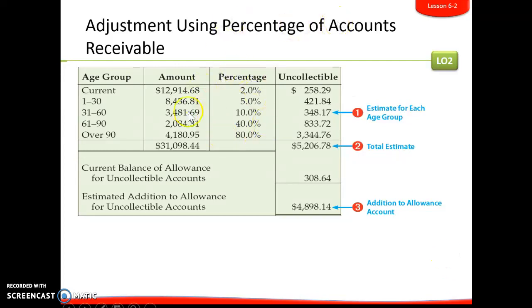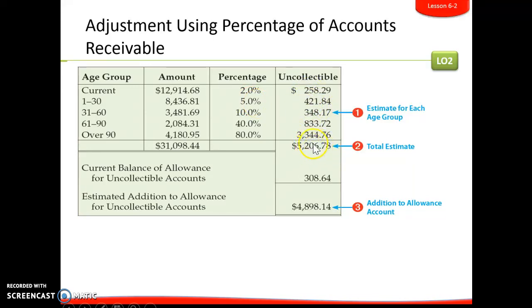So here they're showing us the percentages. What they did is, here's the current amount that is owed to us, and we're assuming 2% of that is going to be uncollectible. We're going to multiply those two numbers together to get our uncollectible amount. Same thing with the next group, 1 to 30 days. Here's the amount that is due. We're going to assume 5% of that is uncollectible, so here's the amount. So we're going to figure that all out.